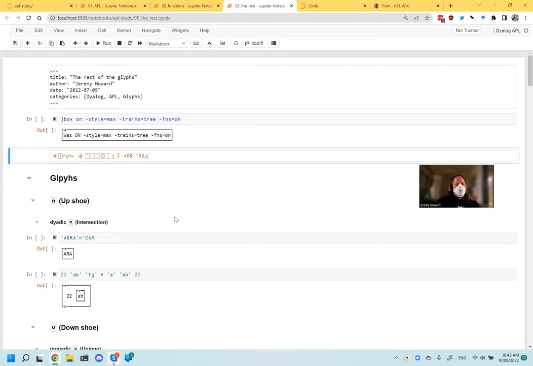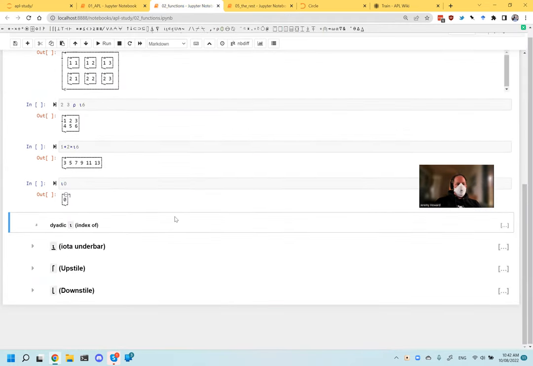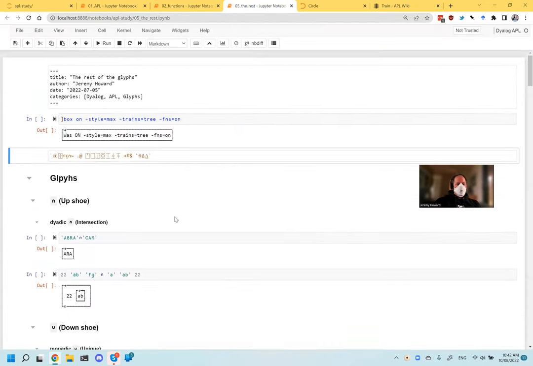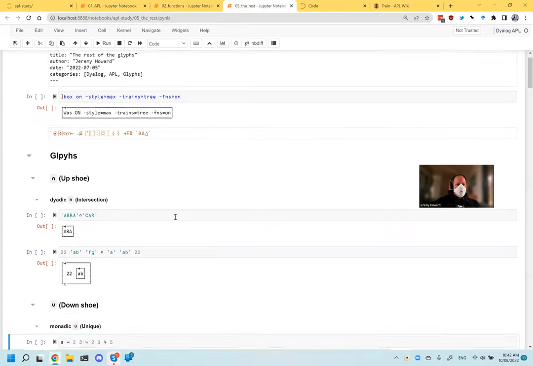Element of, we should put with our kind of set related stuff, which I guess is where up and down shoe were.